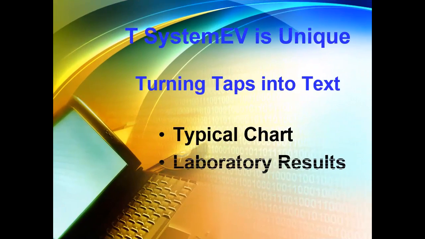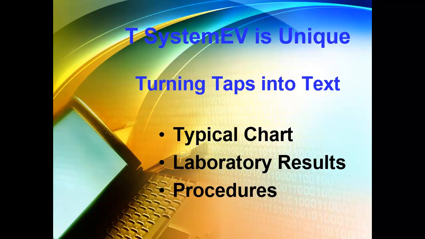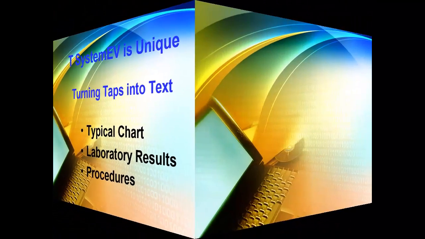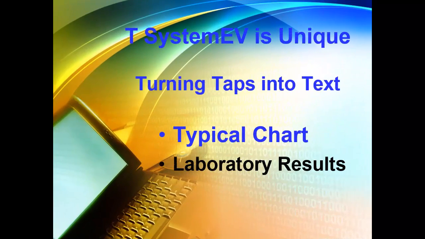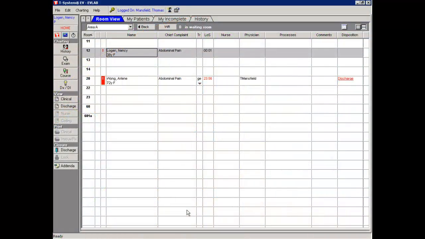First, I will show a typical chart. Second, some labs. And third, several procedures. I will first show how the circles and backslashes on a typical chart look in its dictation-like form. Here is our status board. In the room view, in the A area of the emergency department.